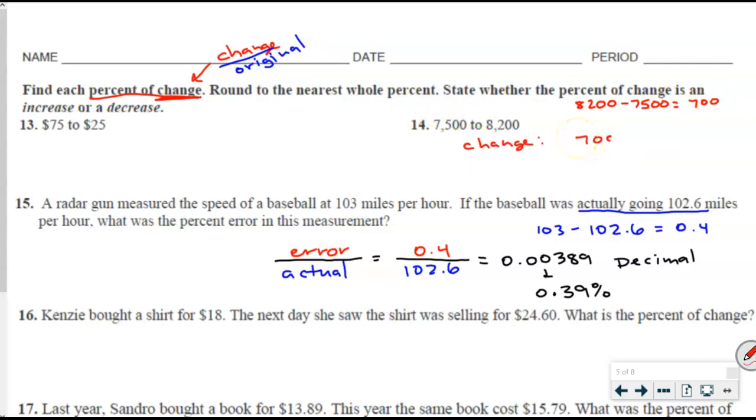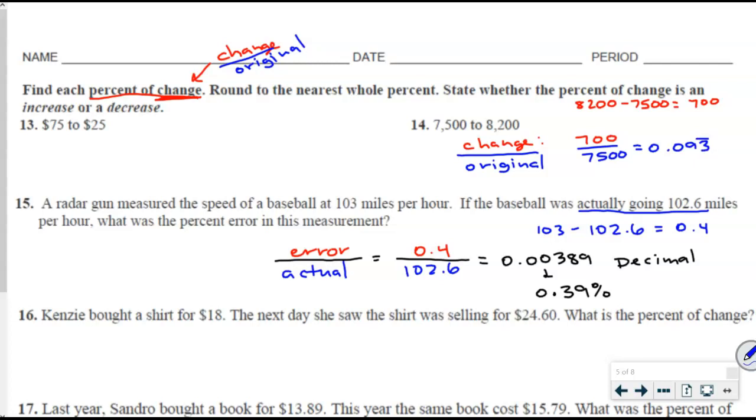What do I compare that change to? We compare that change to the original. Well, what is the original? What is it in the very beginning of this problem? 7,500. That's going to be just a simple calculation. We can set up a percent proportion if we wanted to. But with this simple calculation, I get 0.093 with the overbar over the 3.